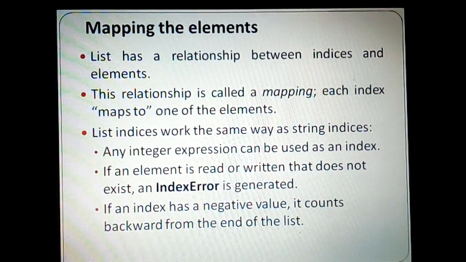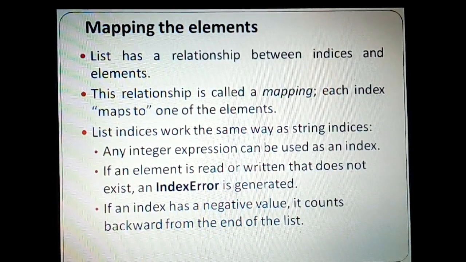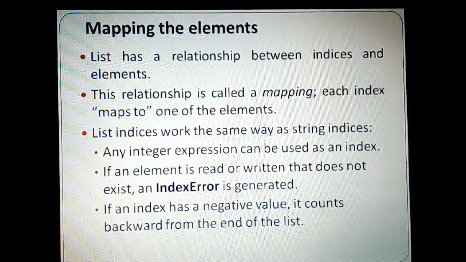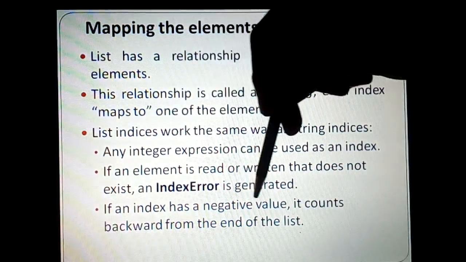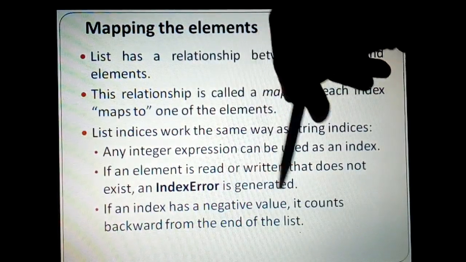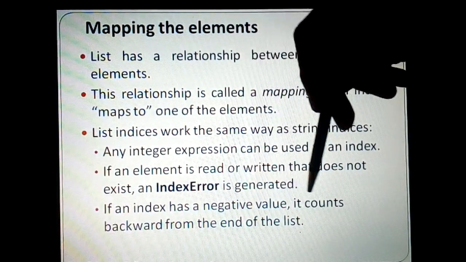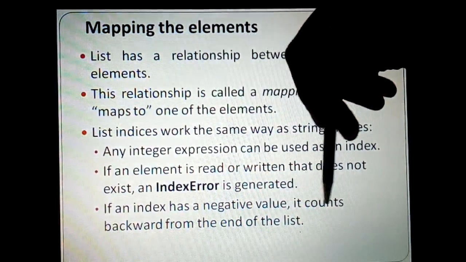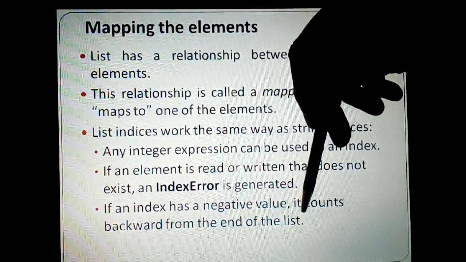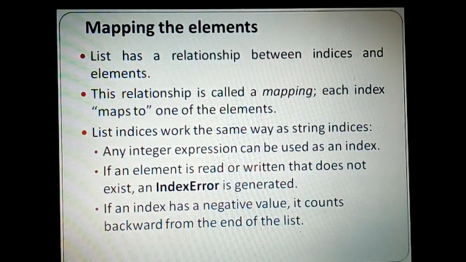So this is another important characteristic of a list that you need to understand. If I give an index as a negative value, do not confuse that with an error. It is not an error, but it will count backwards from the end of the list. So this is how a list can be mapped to the elements.